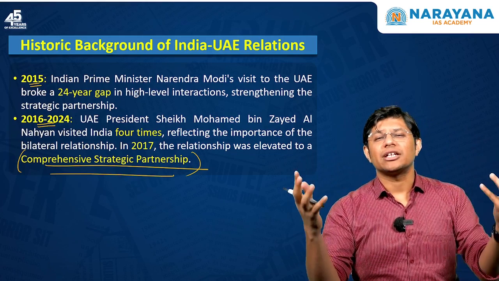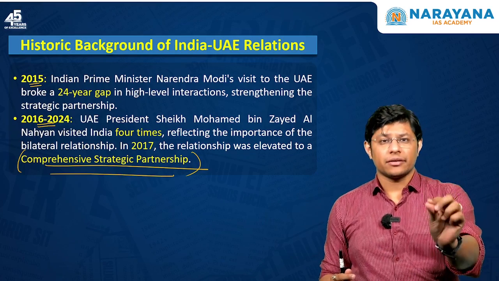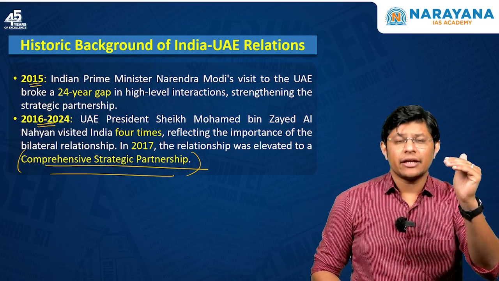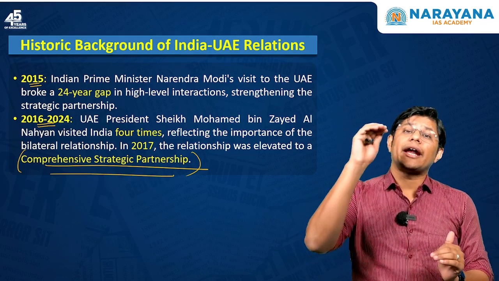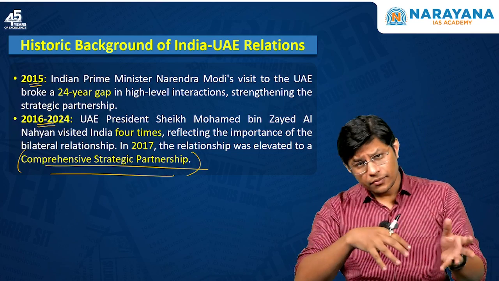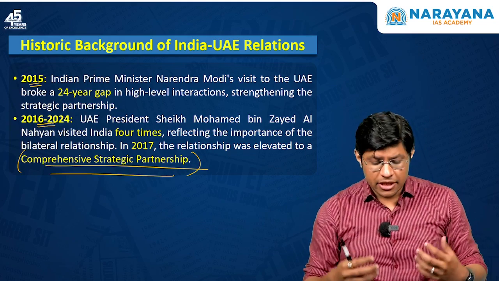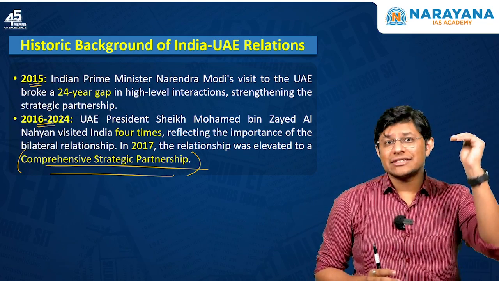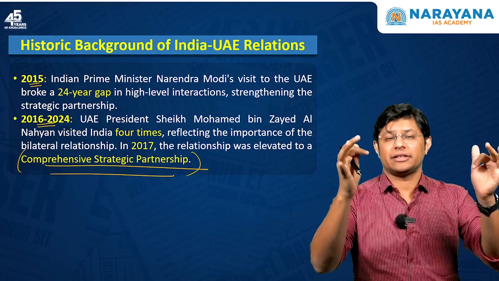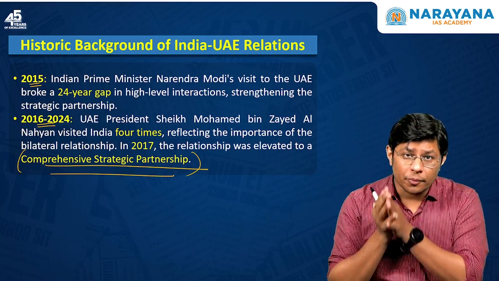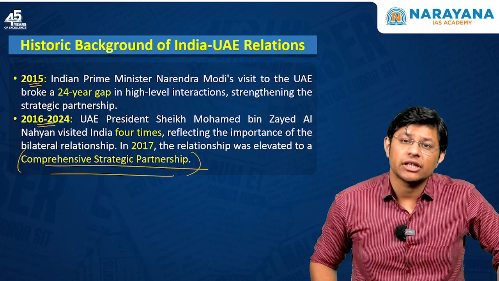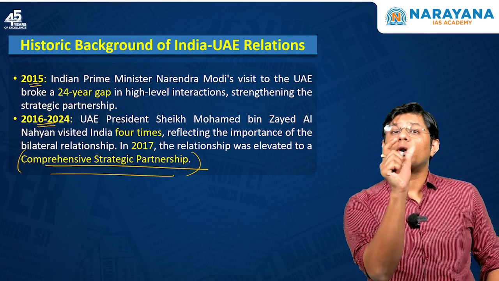What is a comprehensive strategic partnership? Strategic means an important partner. Comprehensive means that two countries are cooperating at various levels: political, trade, economic, cultural, then at the international and geopolitical level, then energy and environment, fighting against climate change. So when two countries cooperate at various levels, they elevate their partnership to a comprehensive strategic partnership. Given the areas of cooperation between both nations, both countries have elevated their partnership to a comprehensive strategic partnership. I hope you understood what is meant by it.